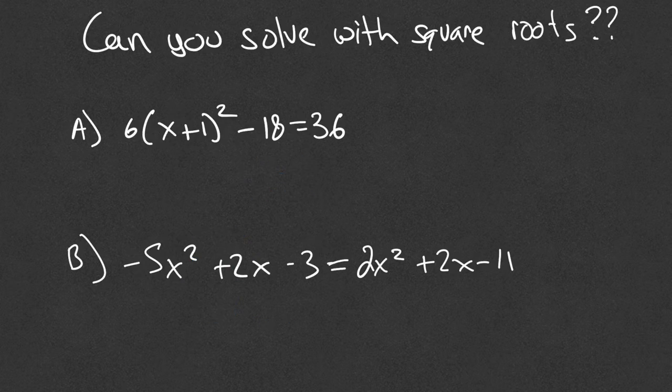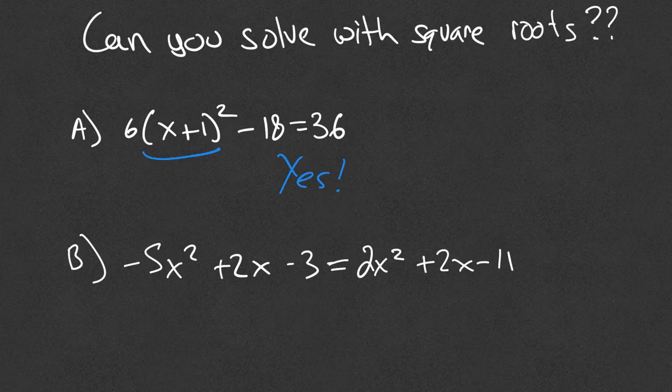Let's try another set. In problem A, 6 times the quantity (x plus 1) squared minus 18 equals 36. Could we solve that with square roots? We can, because it's a binomial squared. B, whoa, lots going on in B. We have some simplifying to do.